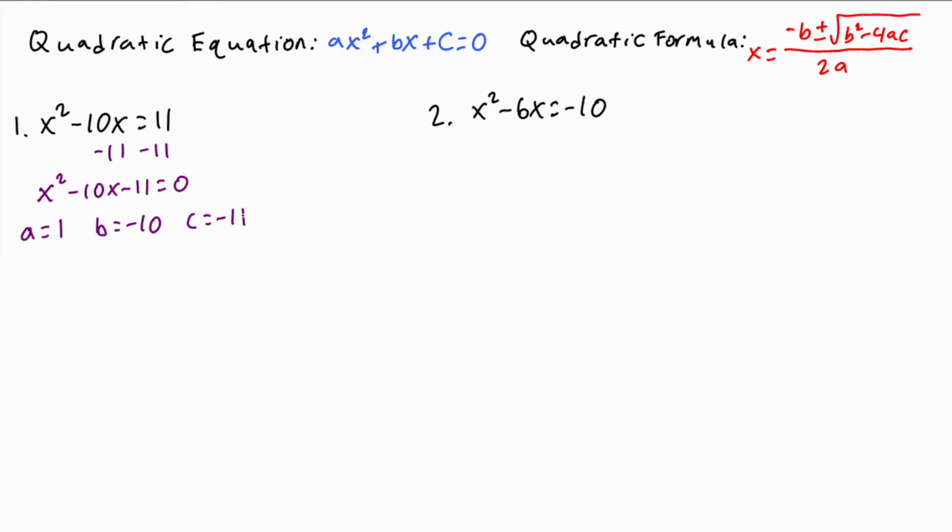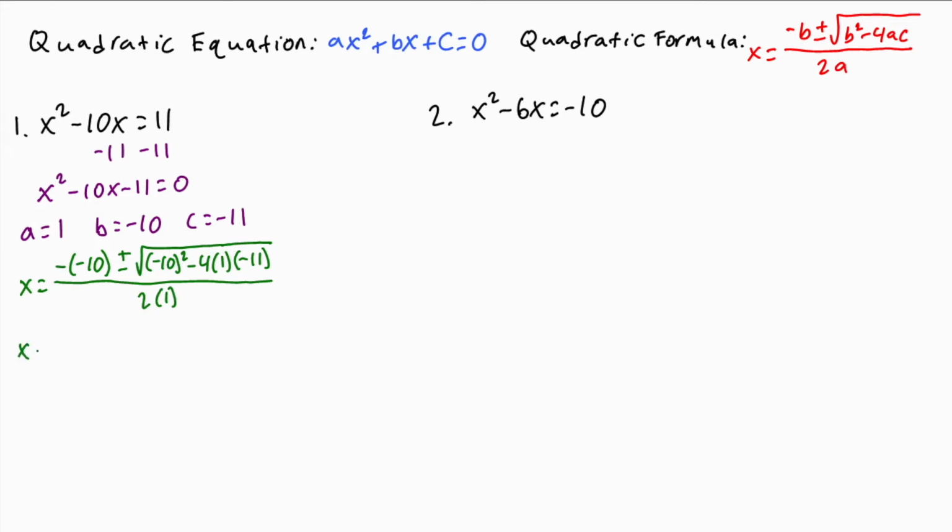And now we can plug that all into the quadratic formula. X equals negative b, and b is negative 10, so negative negative 10, plus or minus the square root of b squared, so negative 10 squared, minus 4ac, so minus 4 times a, which is 1, and times c, which is negative 11. And then all over 2a, which is 1.